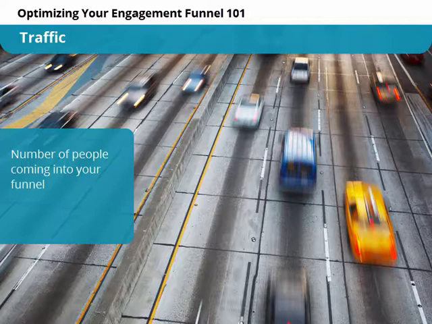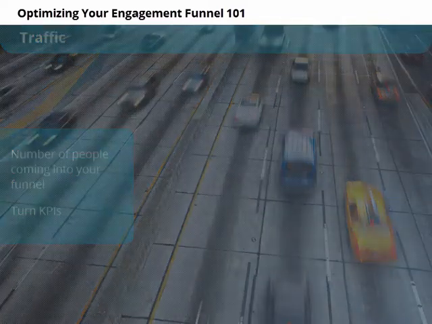The first number you need to know is how many people are actually coming into your funnel. This is called your traffic, and it is critical that you know and understand it. You want high volumes of traffic flowing into your funnel. By getting each of your key performance indicators into the green light zone, you keep your traffic flowing with more people reaching your goal of new donors.